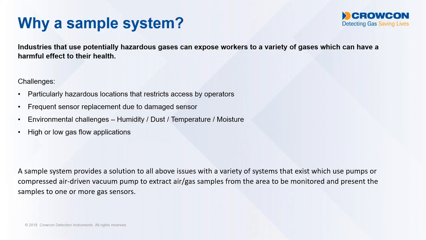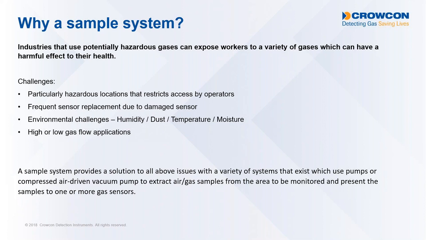A frustration that we're seeing in the marketplace is frequent sensor replacement due to a damaged sensor. So that damaged sensor could be for various different reasons. And this could be an overexposure to a high level of gas. There could be other reasons that a sensor has failed, it could be poisoned or a permanent inhibition on some of the Pellister sensors that we see. And that could be down to some environmental challenges.